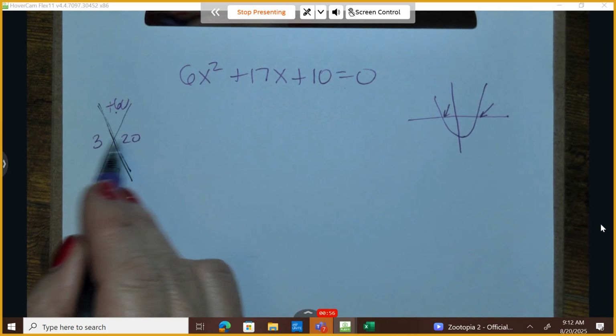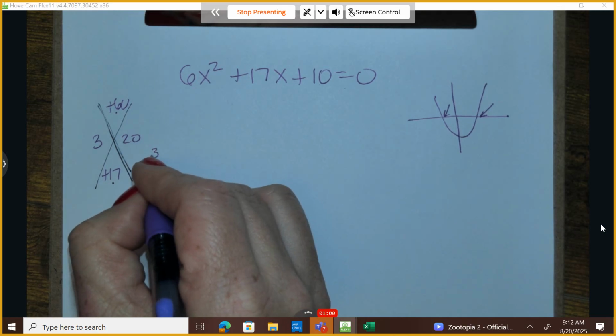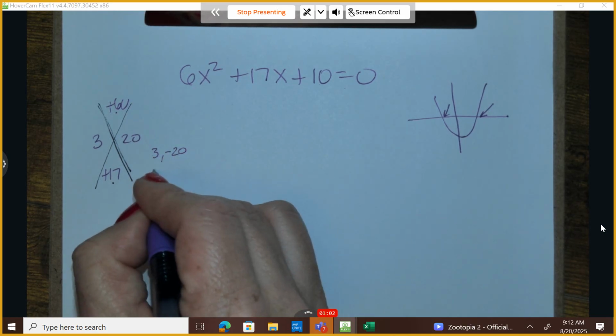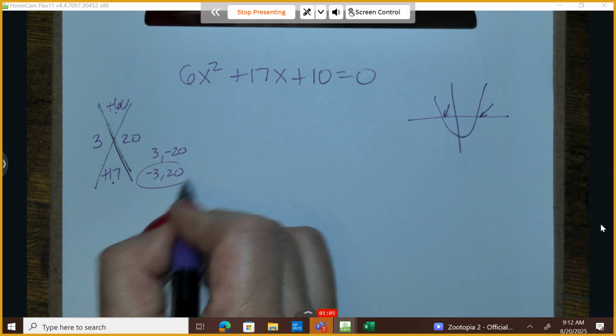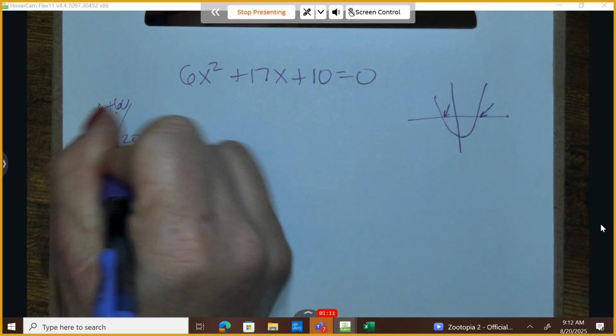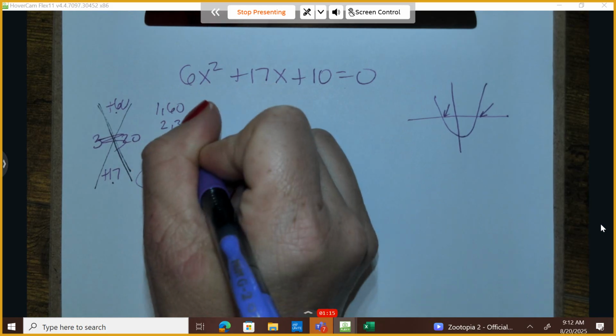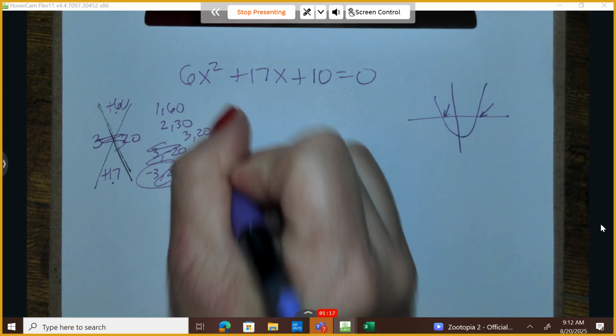But look, the only way to get 17 would be to subtract them, which means I would need to have one positive and one negative. But then that doesn't give me a positive 60. That does not work out, right? So let's try other combinations. Let's go 1 and 60. That doesn't work. What about 2 and 30? That doesn't work. 3 and 20. That doesn't work.